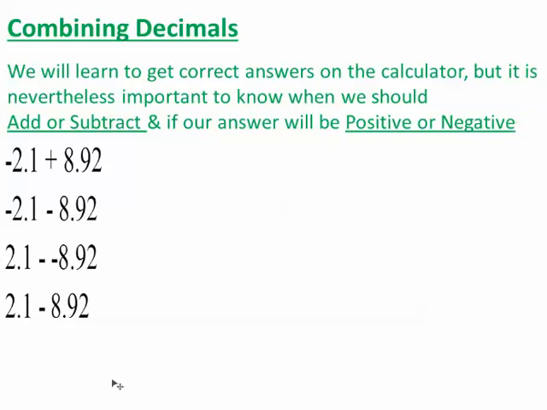Look in front of the number. If there's a negative sign in front of the number, that number is negative. So our 2.1 is a negative number. 8.92 is positive because it has a positive sign in front of it. When you have two different signs, you have to subtract. If you think about that, it's like owing somebody $2.10, but you have $8.92 in your pocket.